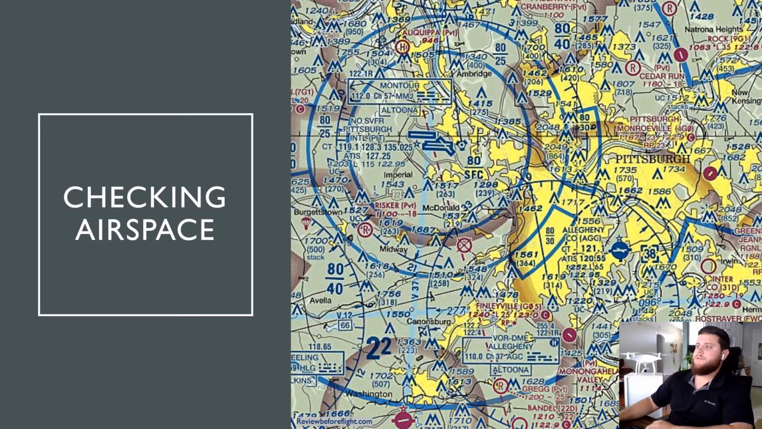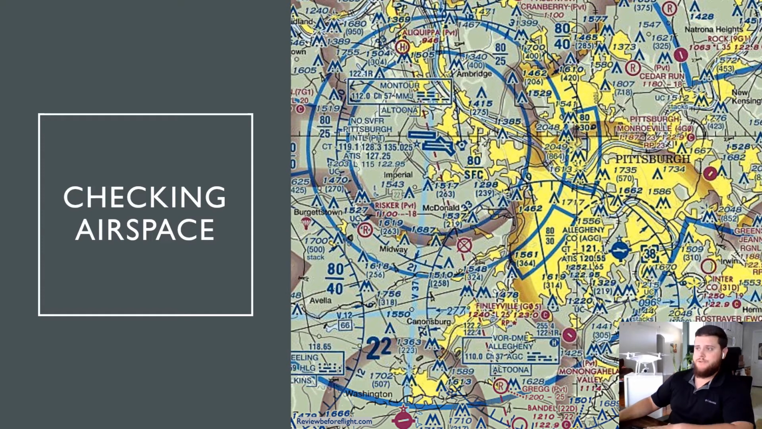So this inside circle here, we can see that it says SFC, and above that it says 80. What that means is from the surface to 8,000 feet is controlled airspace. That means that if we were to fly a drone in that area, we would have to obtain an authorization to fly, because controlled airspace starts at the surface.